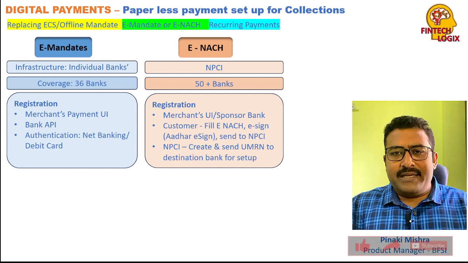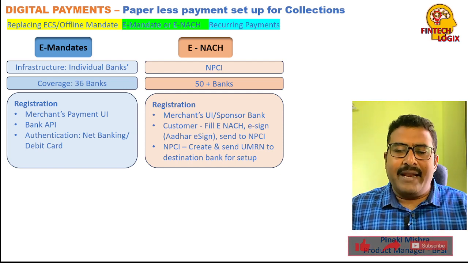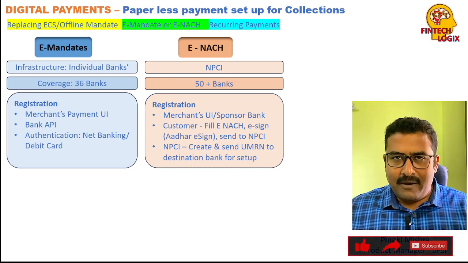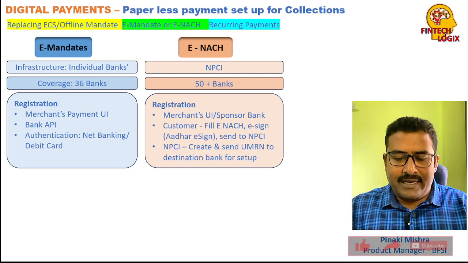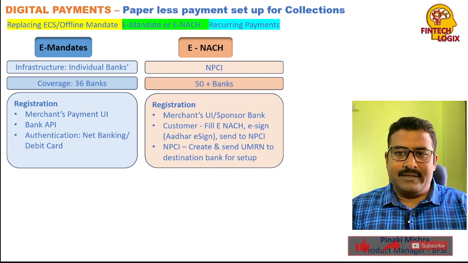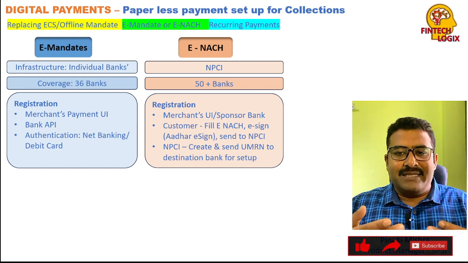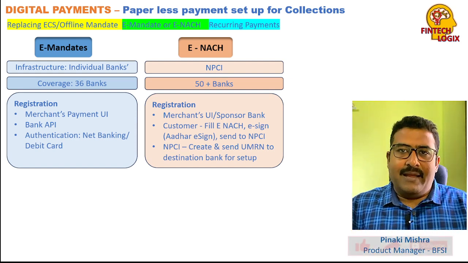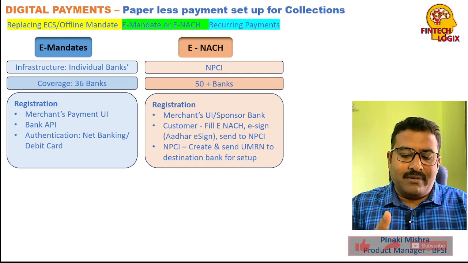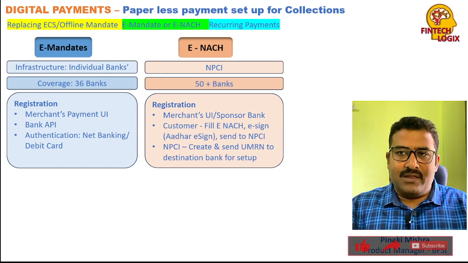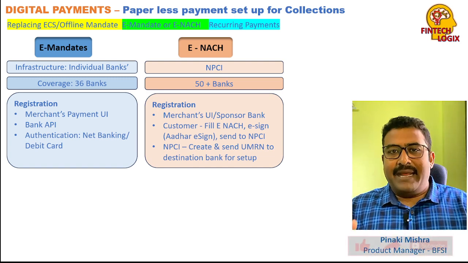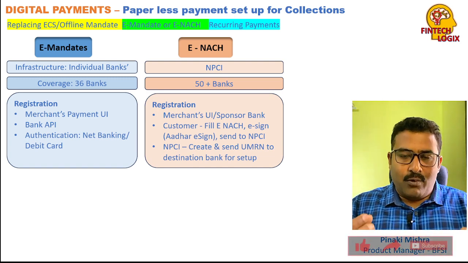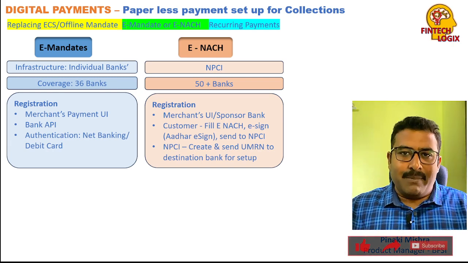Now the authentication for your e-mandate happens through your net banking and debit card. For your e-NACH, normally it is created through Aadhaar signing. So normally it happens that digitally you create a file for e-NACH. The customer e-signs the mandate, and NPCI does the rest by taking this, creating a UMRN, and sending it to the respective banks for registration. All that is being taken care of by NPCI.